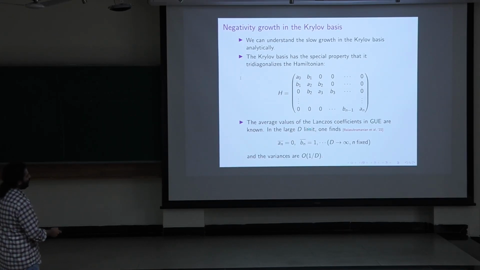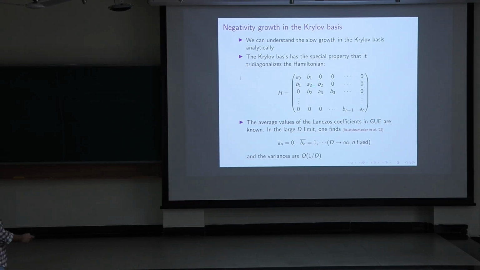It turns out that you can calculate the average values of these Lanczos coefficients in GUE. Okay, for n fixed, n being this label on these a_n and b_n, for n fixed and d going to infinity, this a_n average value is 0 and the b_n average value is 1. Okay. Note the limit. The limit is send d to infinity holding n fixed. So you're looking at some block of the matrix up here, where n's are not scaling with d. Okay.